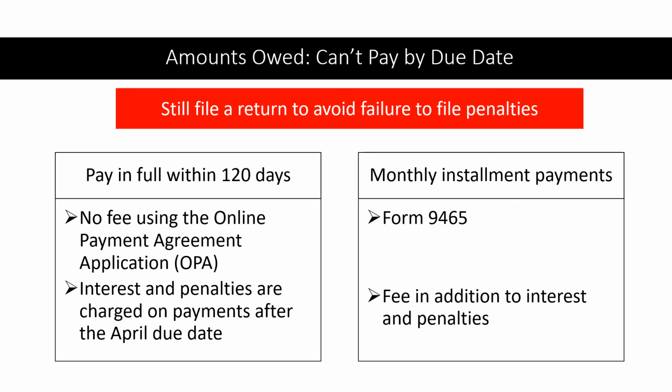But the difference would be whether, if they can pay within the 120 days, they need to pay an extra fee to set up an installment plan, or if they can't, then they might just have to have that extra fee.